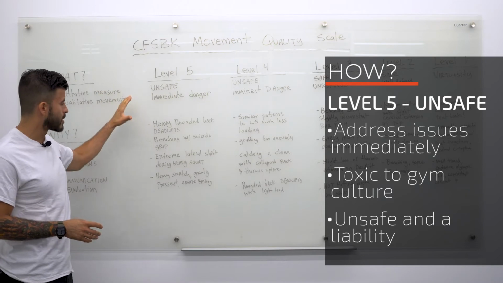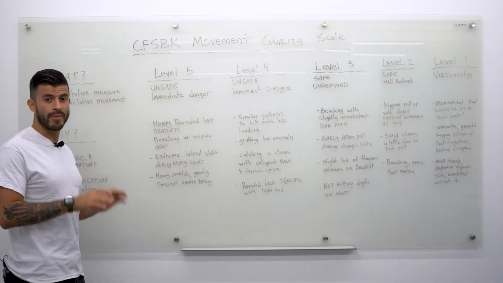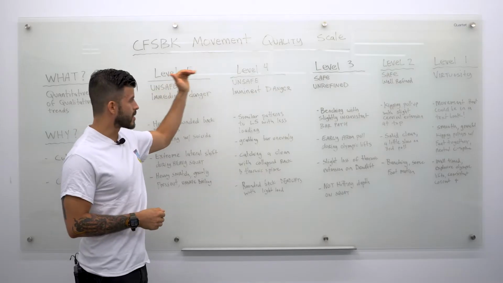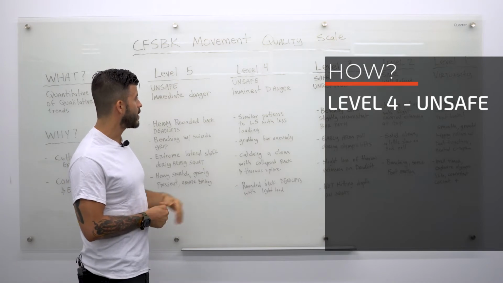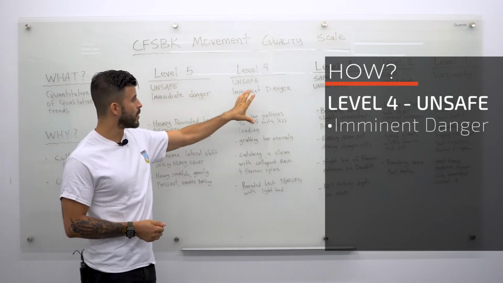So level 5 movement, again, something that we want to stay on top of and never see, like I said, fire that needs to be put out immediately. All right, so level 4. Level 4 and 5 are actually kind of similar. Again, this is unsafe movement that needs to be addressed immediately, but it's imminent danger. So if this is fire, this is smoke, okay?